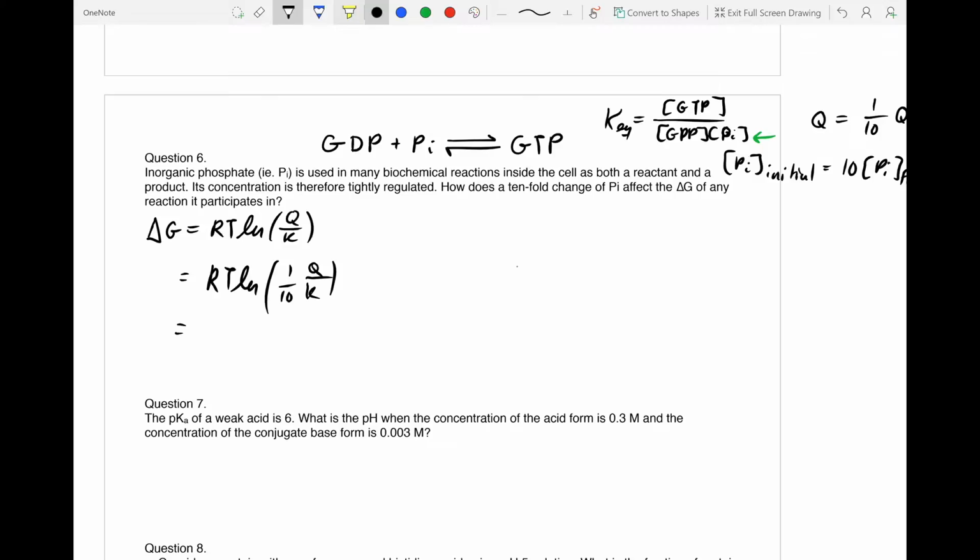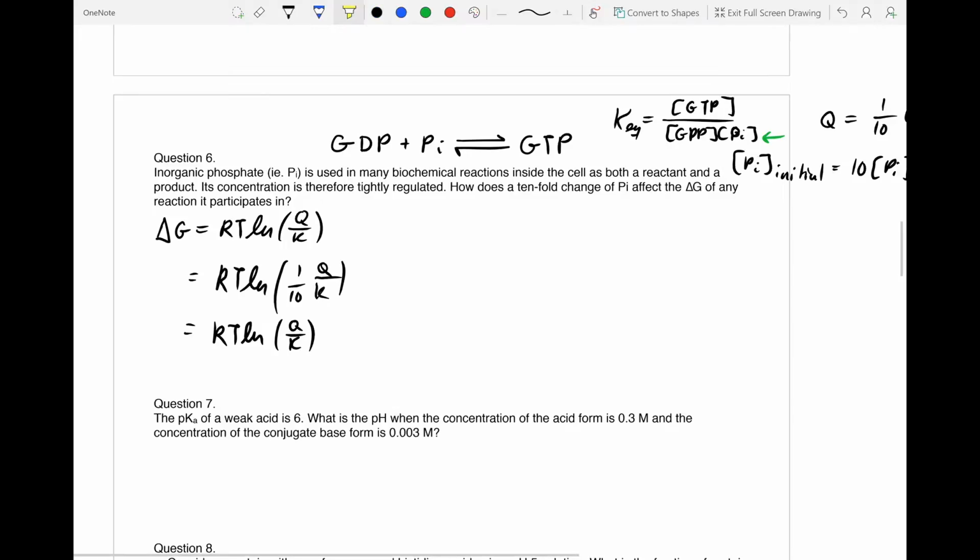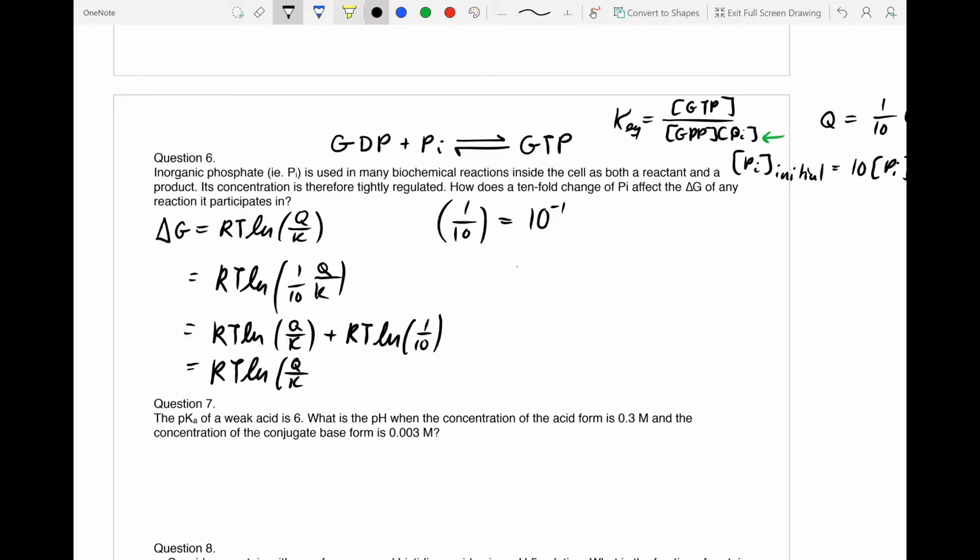And then we can break that apart using properties of log to our original change in free energy plus RT natural log of 1 over 10. 1 over 10, and it's just another property of log, is equal to 10 to the negative 1. So just to be complete, this is also equal to negative RT natural log of 10. So as you can see, this is going to decrease the change in free energy and make the reaction more favorable.